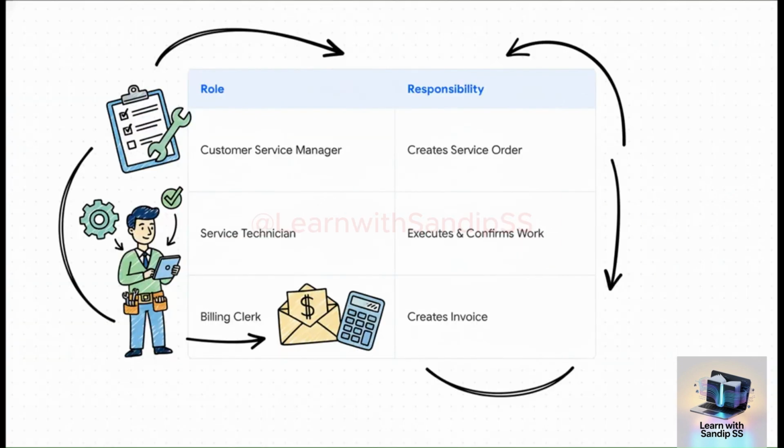And look, this is not a one-person show. It absolutely takes a team. The customer service manager is usually the one creating the service order. The service technician is the one executing the work and entering the confirmation. And then finally, the billing clerk makes sure the invoice is created and sent out. See? Each role has a really clear part to play in this whole streamlined process.